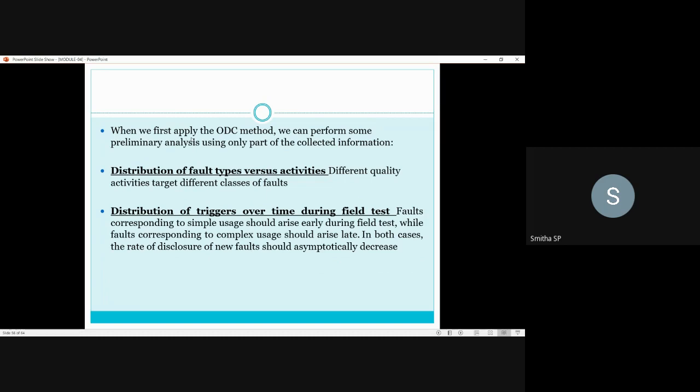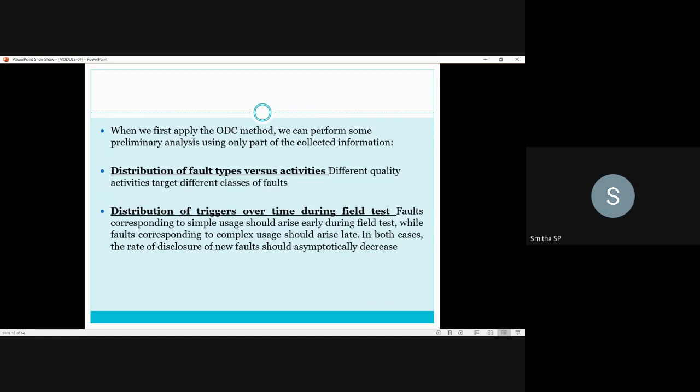Next, when we first apply the ODC method, we can perform some preliminary analysis using only a part of the collected information. When you apply this orthogonal defect classification method, you need to perform some analysis based on the information you have collected, like a distribution of fault types versus activities. So you just observe that distribution of fault types versus activities.